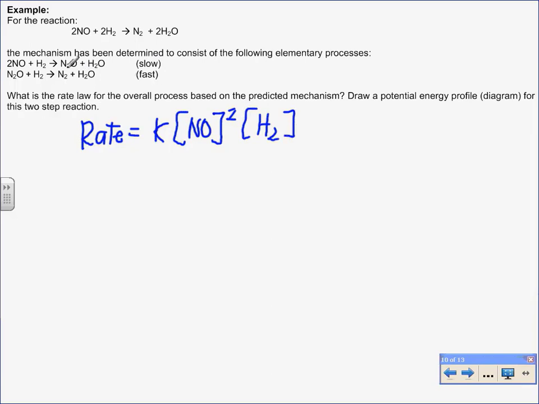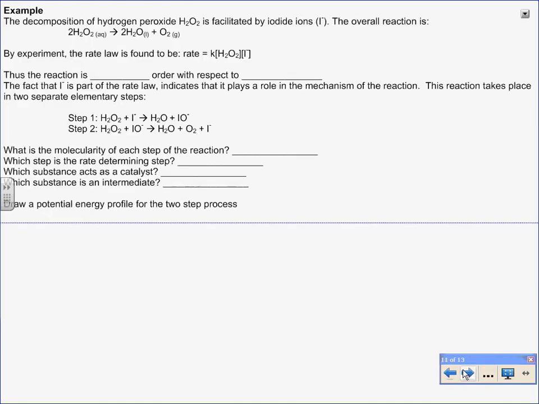So you can see the connection between the stoichiometry of the slow step of the mechanism and the rate law, which is not the same as the stoichiometry in the overall reaction. So it's really important to distinguish between the two. The rate law is connected to the slow step of the mechanism. So let's look at another example here.